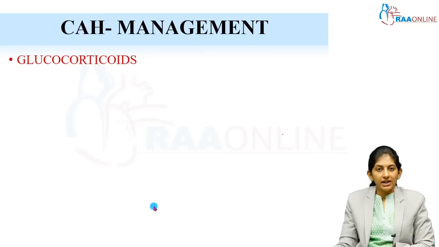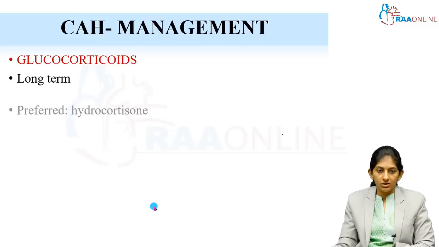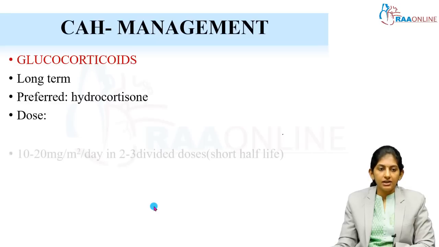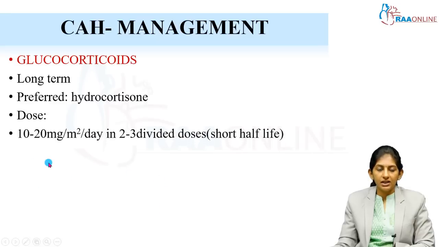Okay, so we'll go on to the management. First is glucocorticoids. Glucocorticoid has to be given long term. We are going to give hydrocortisone orally. Routinely, the dose will be 10 to 20 milligram per meter square per day. Because of the short half-life, you are going to give it in 2 to 3 divided doses.